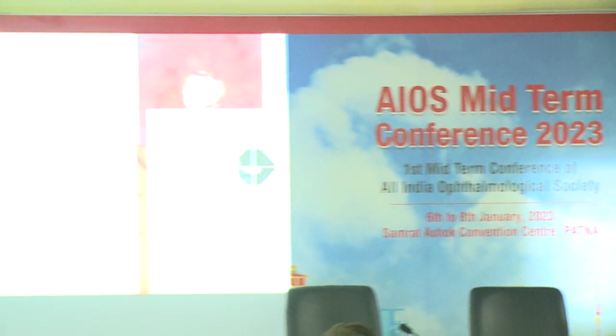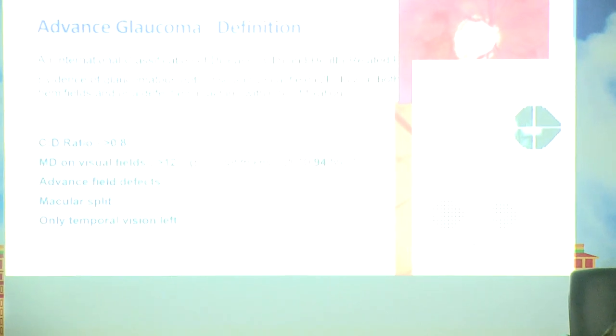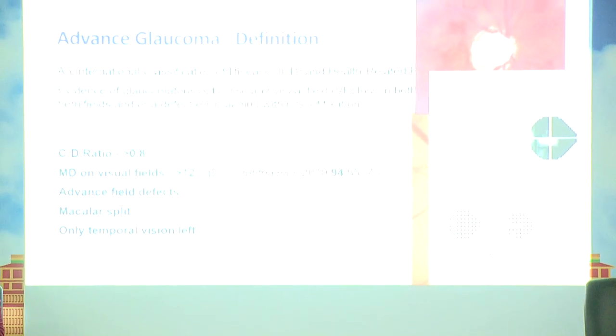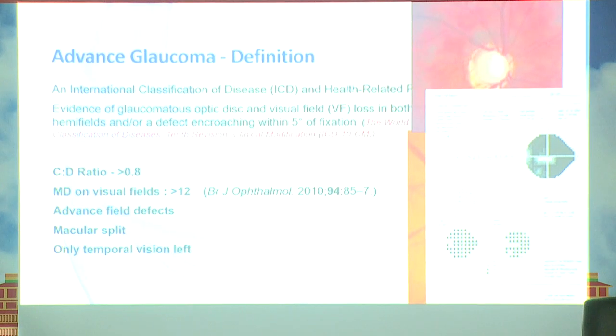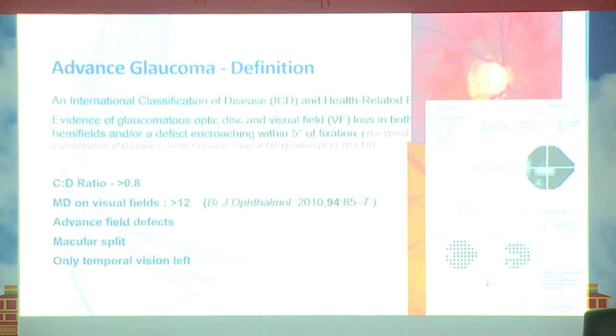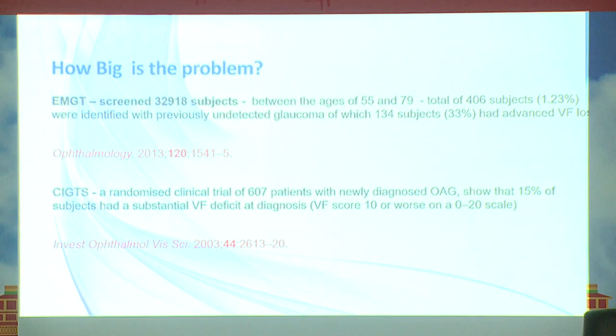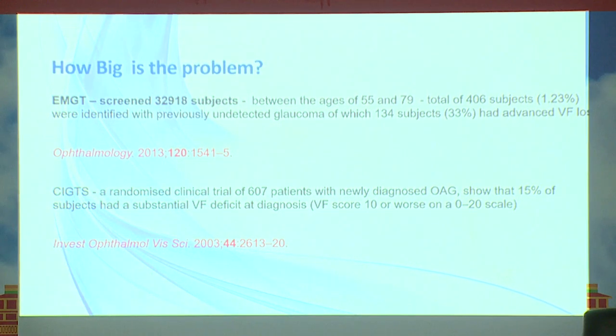So any CD ratio of more than 0.8, mean deviation on visual fields of more than 12, advanced visual field defects, macular split, or if only temporal vision is left, they all are suggestive of advanced glaucoma. We avoid the term end-stage disease just because it gives a pessimistic effect on the patient also. So let's see how big is the problem.